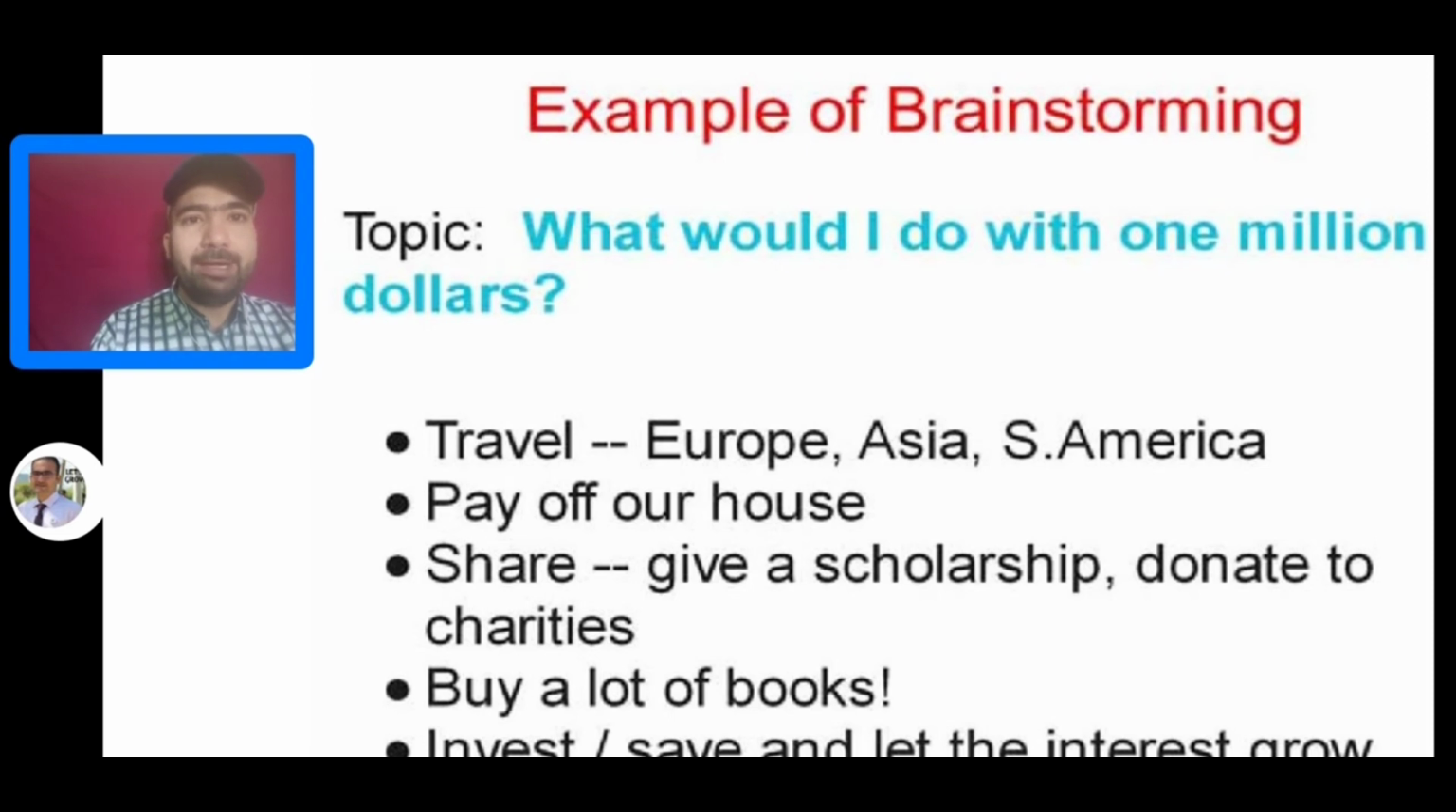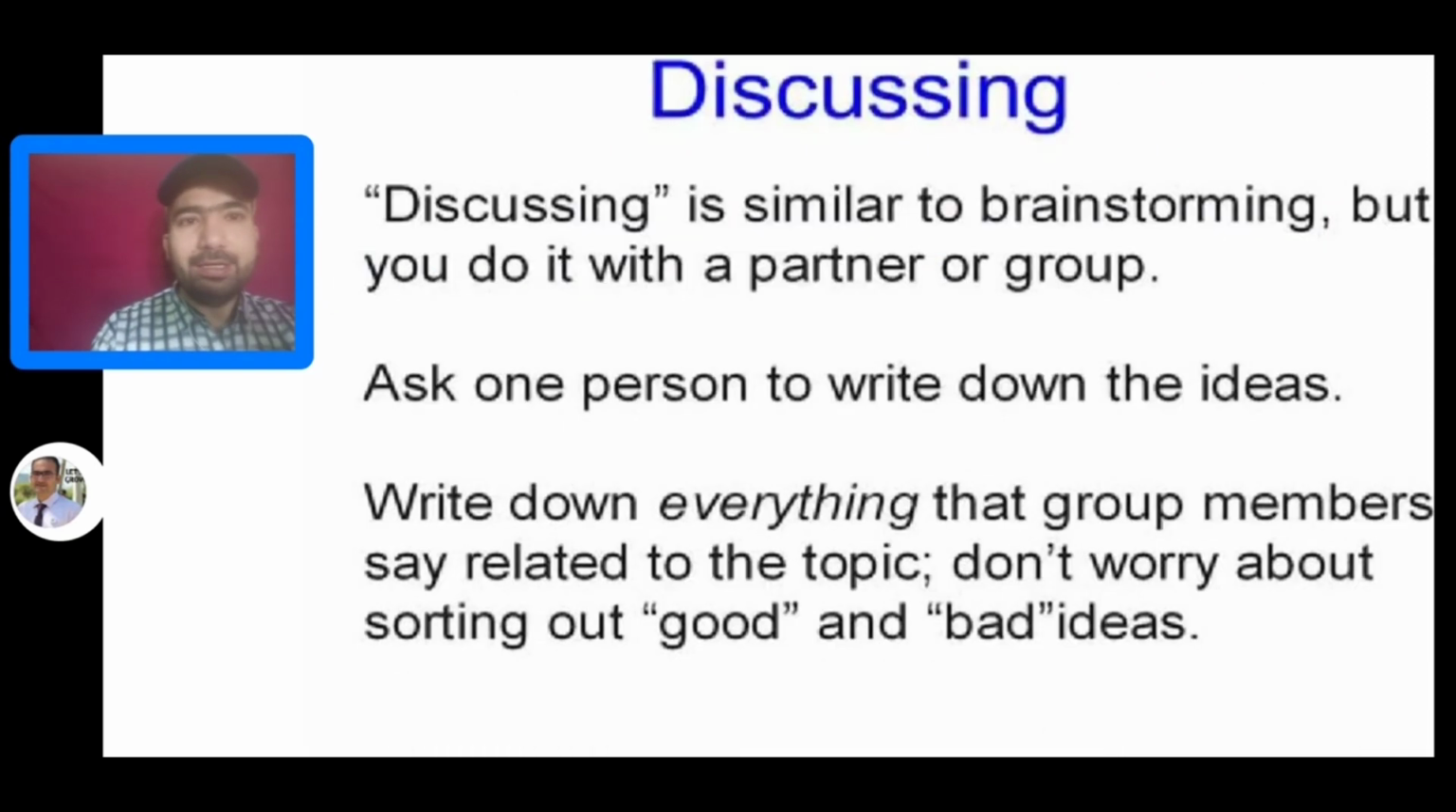Now an example of brainstorming. For example, the topic is: what would I do with $1 million? So whatever comes in your mind: travel, Europe, Asia, South America, pay off our house, share, give a scholarship, donate to charities, buy a lot of books, invest, save and let the interest grow. So these are the various ideas coming in your brain. You have to just throw them out. You have to just put those on the paper before sorting them out.